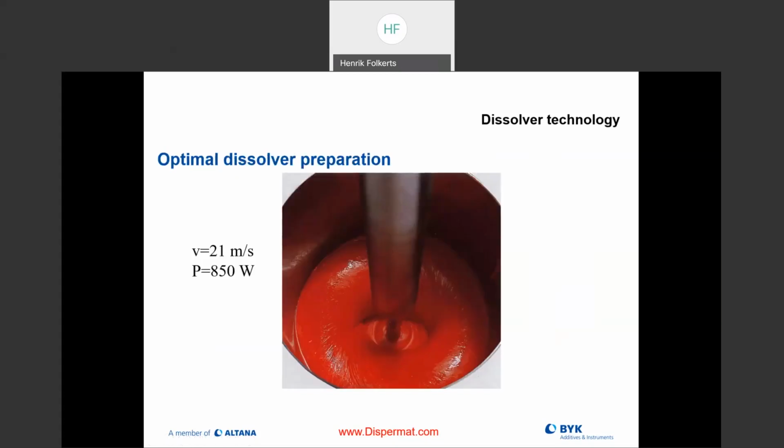So if I look at this picture right here, you can see we're operating at about 21 meters per second, which is optimum for my predispersion step. And we're putting about 850 watts of energy into our mill base. Beautiful batch, looks great. It's going to give me really good results.